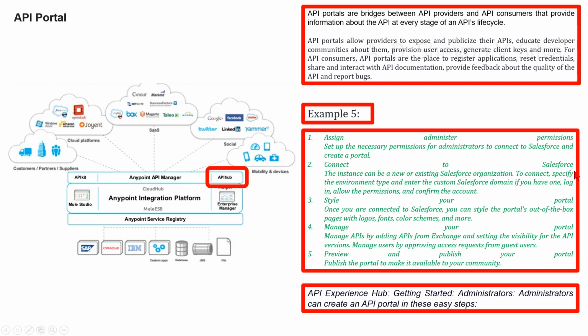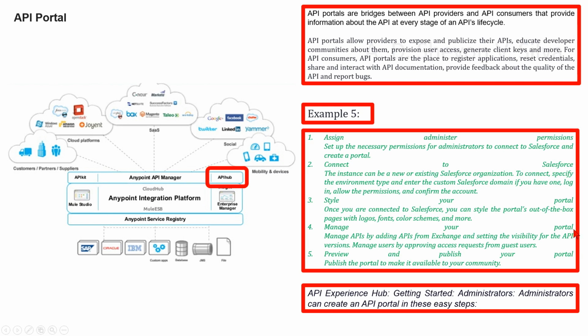Two, connect to Salesforce. The instance can be a new or existing Salesforce organization. To connect, specify the environment type and enter the custom Salesforce domain if you have one. Log in, allow permission, and confirm the account. Three, style your portal. Once you are connected to Salesforce, you can style the portal's out-of-box pages with logos, fonts, color schemes, and more.